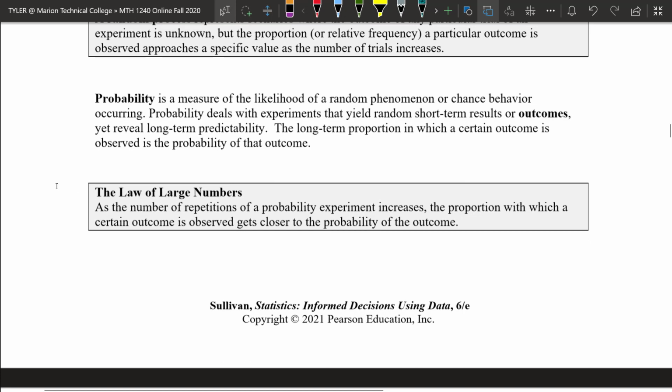The idea with this is that as the number of repetitions of a probability experiment increases, the proportion with which a certain outcome is observed gets closer to the probability of the outcome, right? It gets closer and closer to the true probability of the outcome, right?